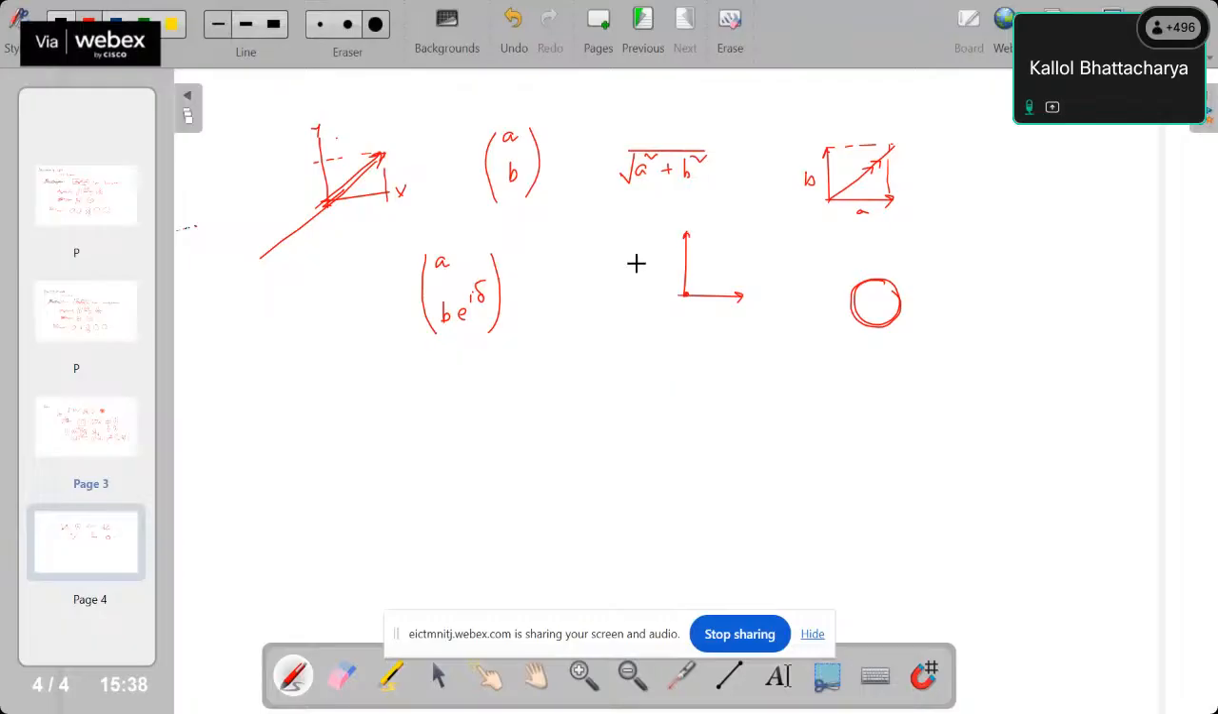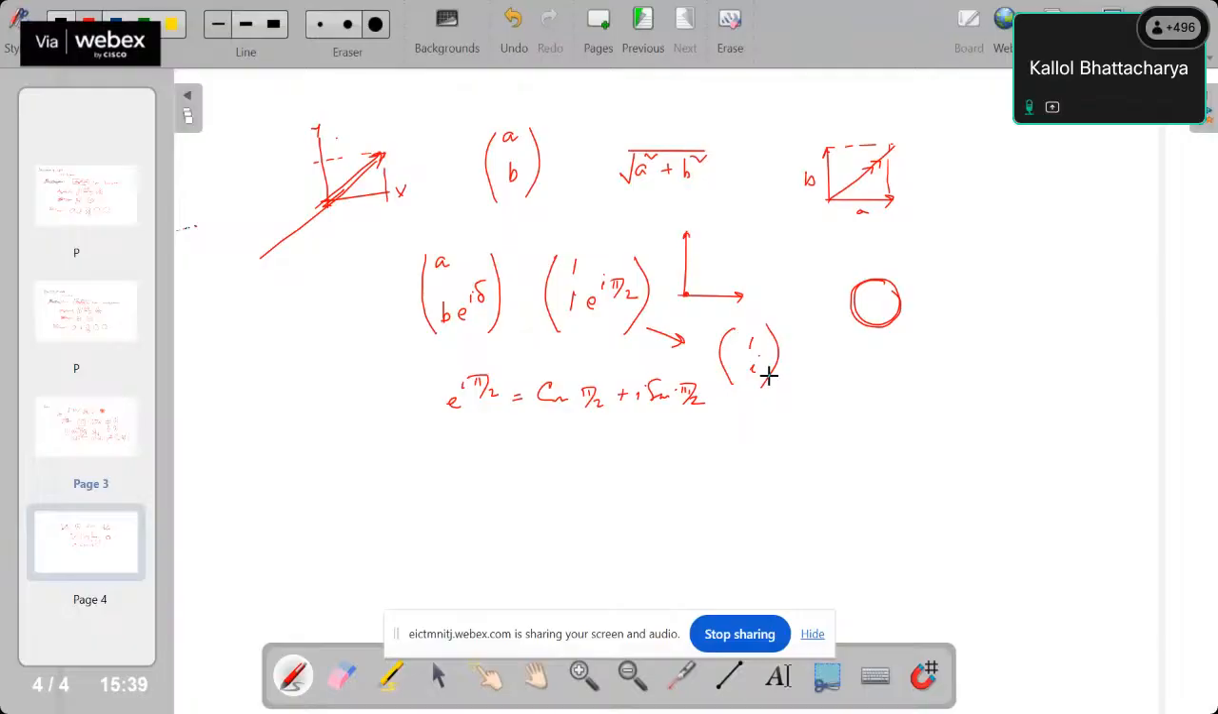And so when A and B are equal, let us put it 1 and 1, and delta equal to pi by 2, this is circular polarization. So circular polarization is just given by 1, e to the power i pi by 2. This is equal to cos pi by 2 plus i sin pi by 2, which is simply i. So (1, i) is the Jones vector for circularly polarized light.